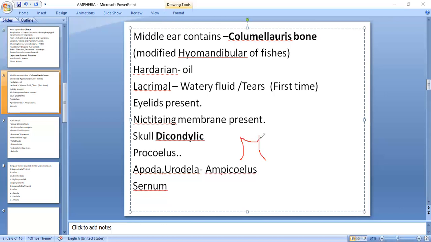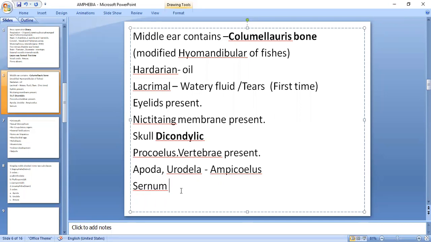vertebrae means, if the anterior part of the centrum is concave and posterior is convex, such kind of vertebrae is called procoelous type. But in Apoda and Urodela, amphicoelous type of vertebrae are present, and the sternum is present for the first time in the animal kingdom.